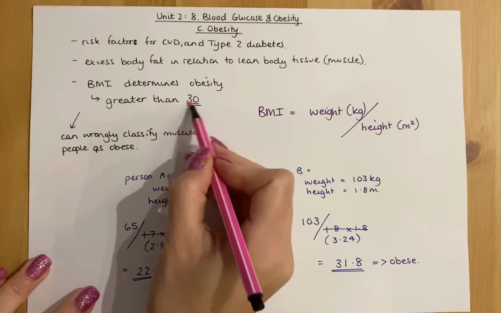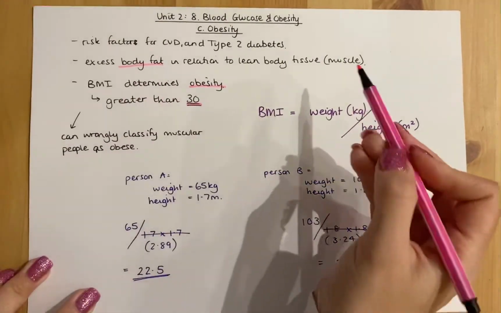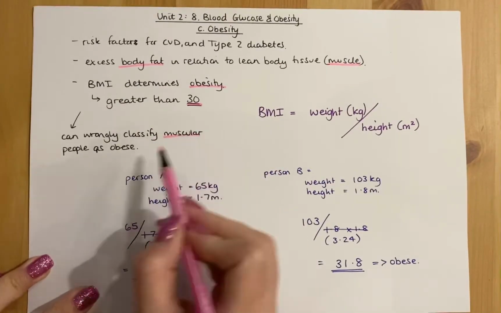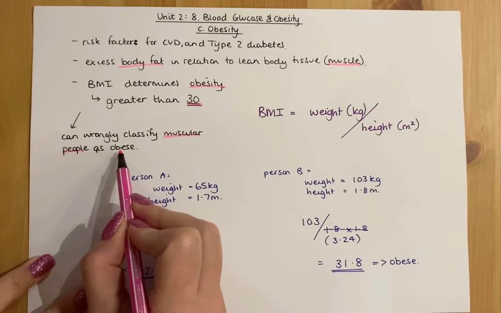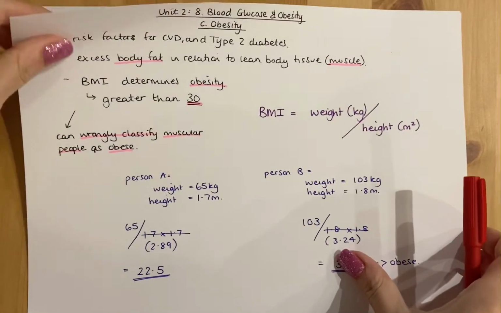Okay, so greater than 30 would determine obesity, which is excess body fat in relation to muscle. But be aware, muscly people can be classified as obese incorrectly. Now for this, because obesity relates to cardiovascular disease, what you really want to do is advise people to reduce their obesity if they are obese, and how to bring that down normally would be what we're going to cover next.